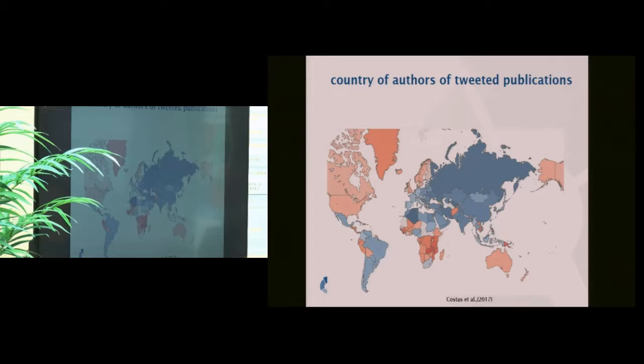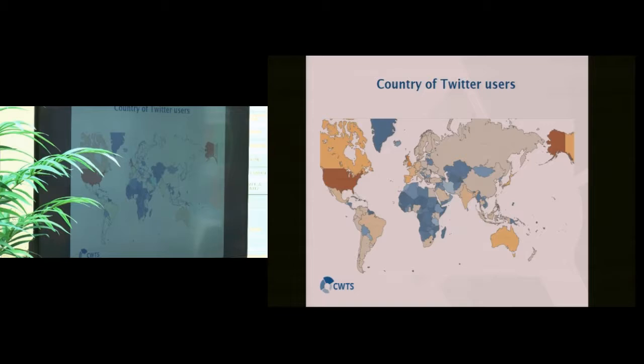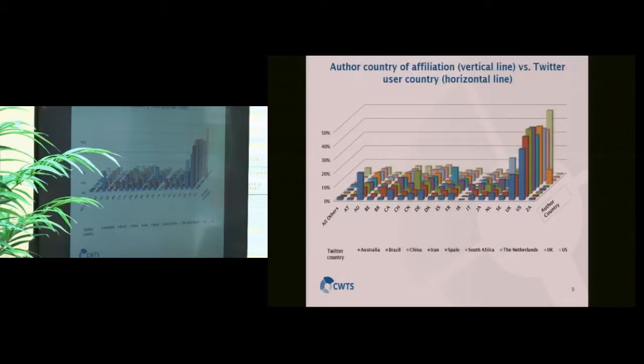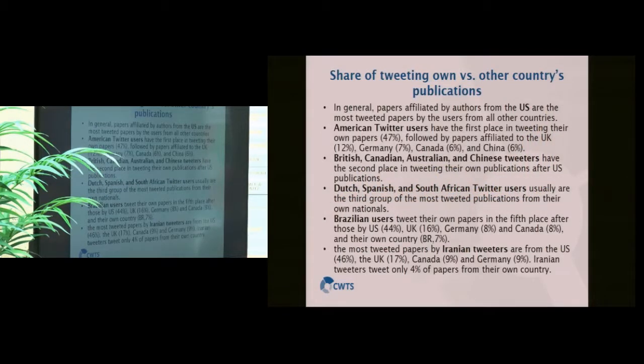And this shows, for example, the proportion of publications that were tweeted at least once by one of the authors of these countries. And we have the same picture for Twitter users from different countries that are tweeting these publications. We were also interested to know whether these Twitter users are tweeting publications from their home countries or other countries. And we see that most tweeted publications are affiliated to US and then to UK and Canada and then other countries. And this was also the case for Twitter users from other countries as well. So the first country of tweeted publications was always the United States, and then other countries in the second, third, or fifth place.